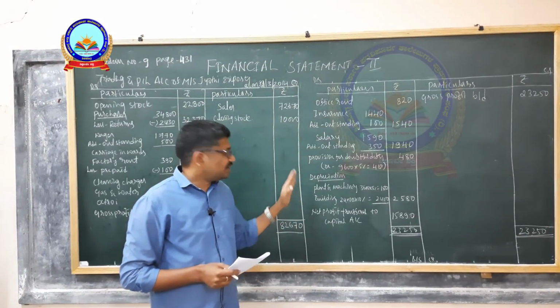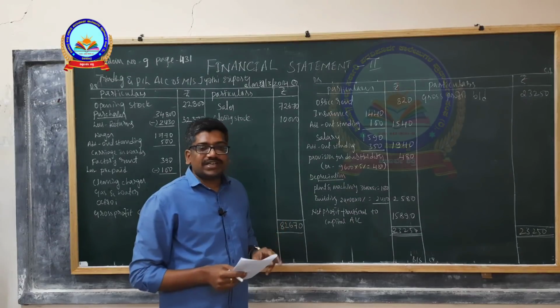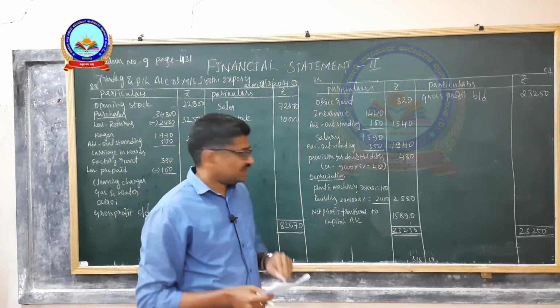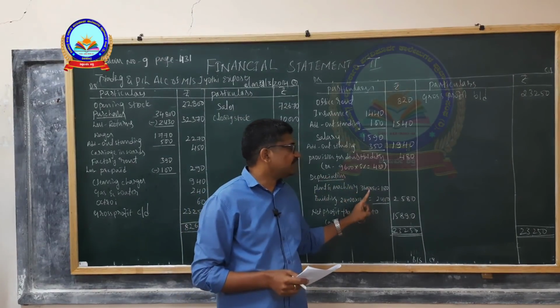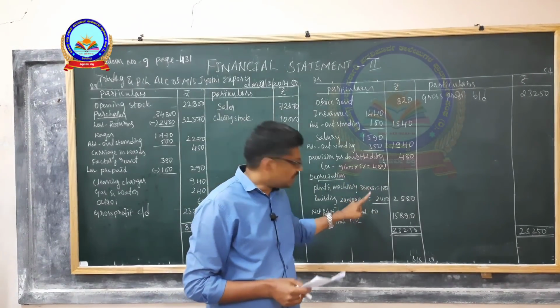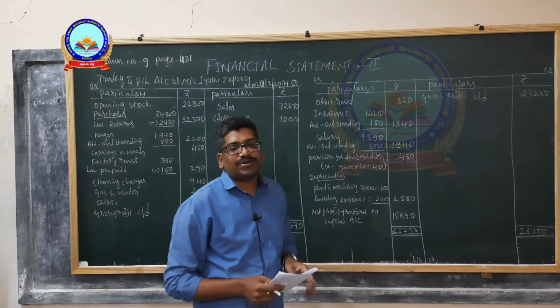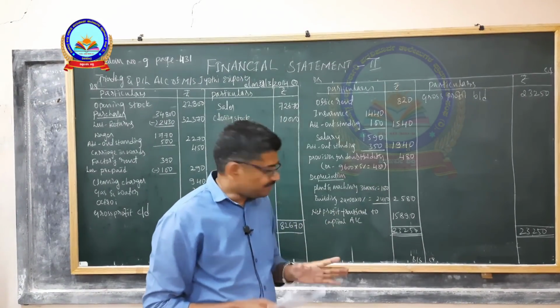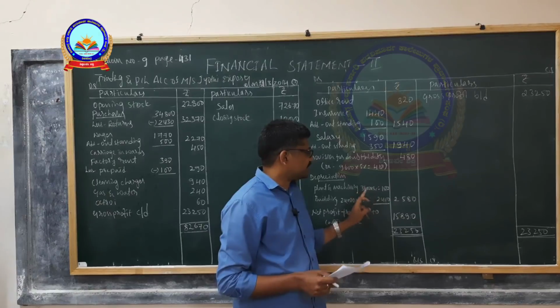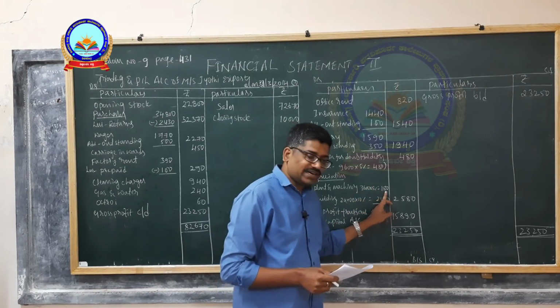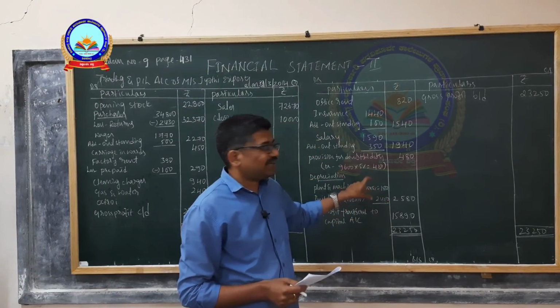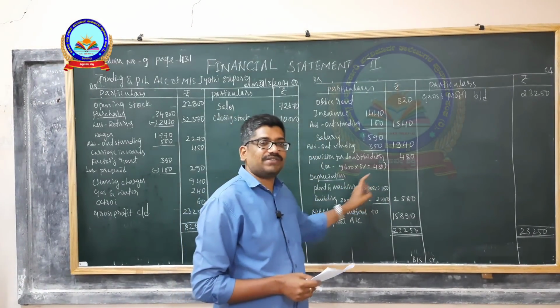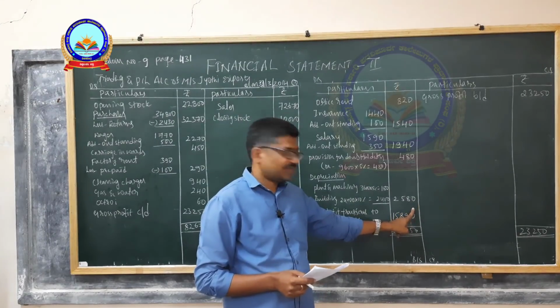Next, we have to calculate depreciation. The depreciation needs to be calculated on two assets. One is plant and machinery. The plant and machinery value is 3,600. On that 3,600, we have to make a depreciation of 5%. 5% of 3,600 is equivalent to 180. You write it in the detail column itself, because we have to club all the depreciation and write only one amount in the final column.